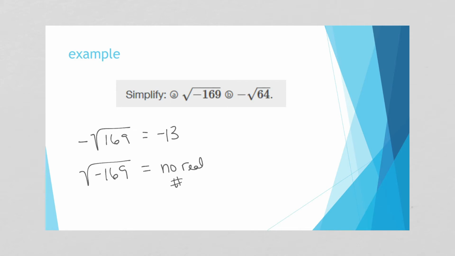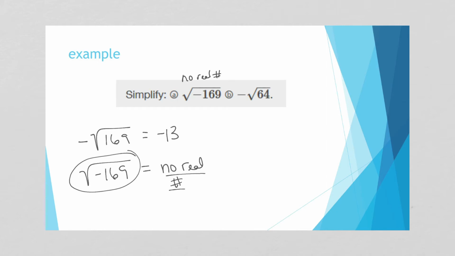This one down here is no real number. Okay, so you'll learn about imaginary numbers in another class, but in this class we're just going to say no real number or not a solution or something like that, because there is no such number times itself that would ever give you a negative number. All right? So on part A, no real number.